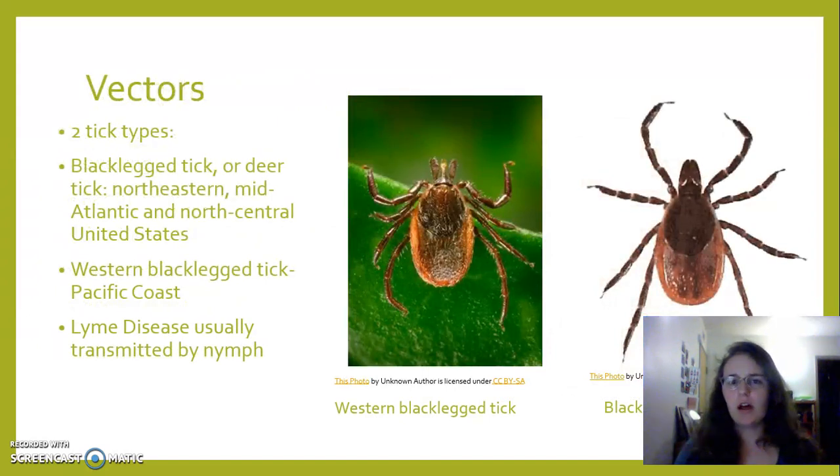So vectors of Lyme disease are two types of ticks found in the United States. There's the black-legged tick or the deer tick, which is found in northeastern, mid-Atlantic, and north-central United States. And there's the western black-legged tick, which is found on the Pacific coast. And Lyme disease is usually transmitted by the nymph stage. So these pictures here indicate the adult stage, and I'll talk a little bit more about the nymph stage in the next slide.